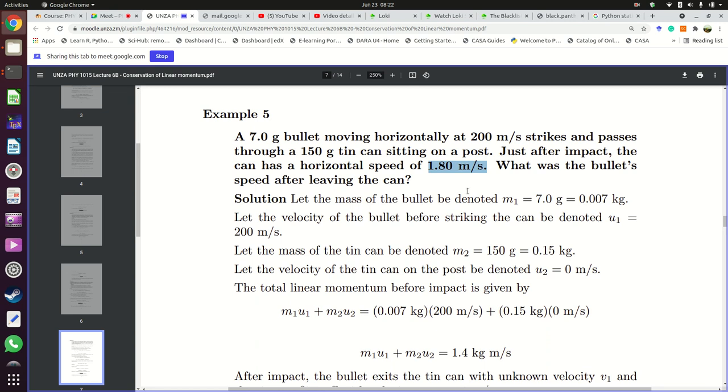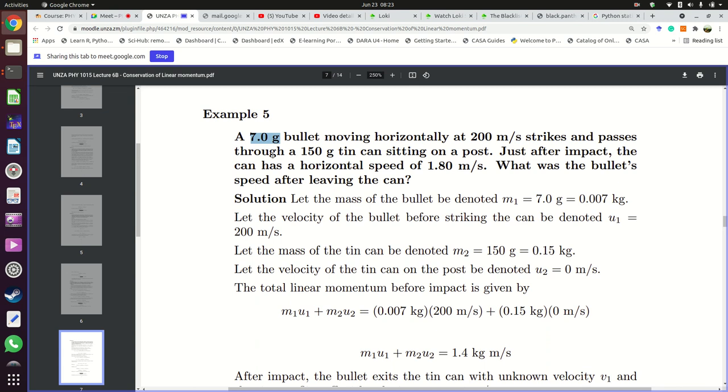So again, for us to do this, we need to look at this problem as a collision problem. If we look at it as a collision problem, then we can apply conservation of linear momentum. So for us to do that, we need to denote the mass of the bullet, which is 7 grams. So here, the mass of the bullet, we denote it as M1.